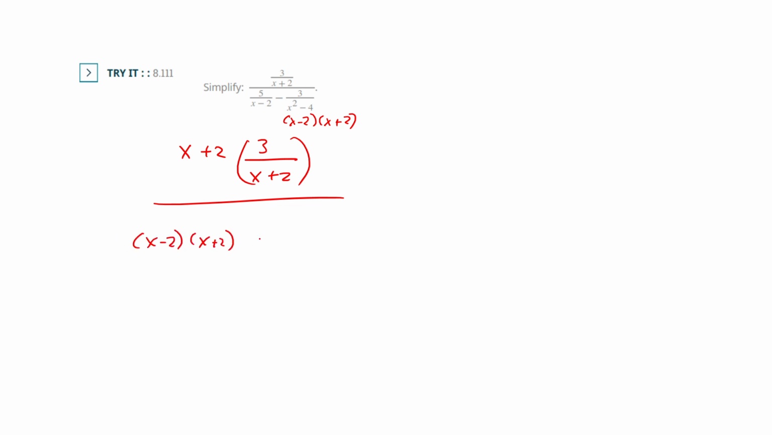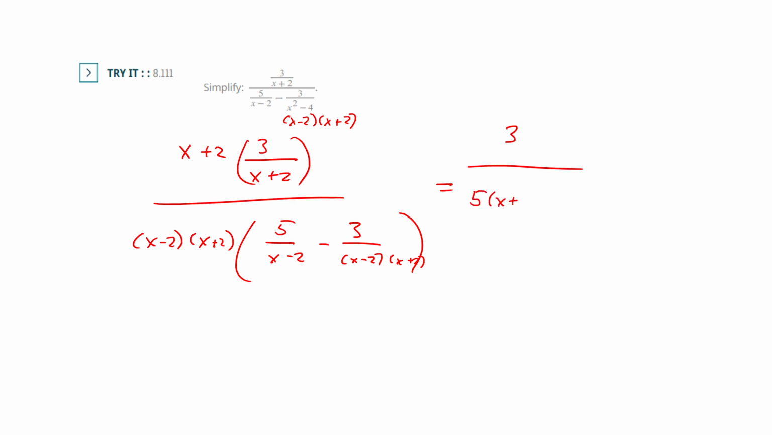Okay, let's try another one here. Again, pause it if you want to do it on your own. I'm going to do this on the top. On the bottom, do you see that this is going to be this? I hope you do. Okay, so we're going to do an LCD of this. All right, on the top, as we cancel, we're just left with a 3. On the bottom, the x minus 2's will cancel. I'm going to be left with 5 times x plus 2.